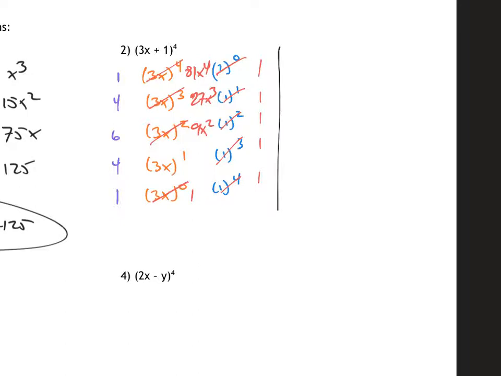So 1 times 81x to the 4th times 1. 4 times 27 for my numbers is 108. Whoops. X to the 3rd. 6 times 9 is 54. X squared. 4 times 3 is 12. X to the 1st. And then I got 1. They're all positive, so you just write them horizontally. And you have your polynomial. It's the same thing as doing 3x plus 1 times 3x plus 1 times 3x plus 1 times 3x plus 1.